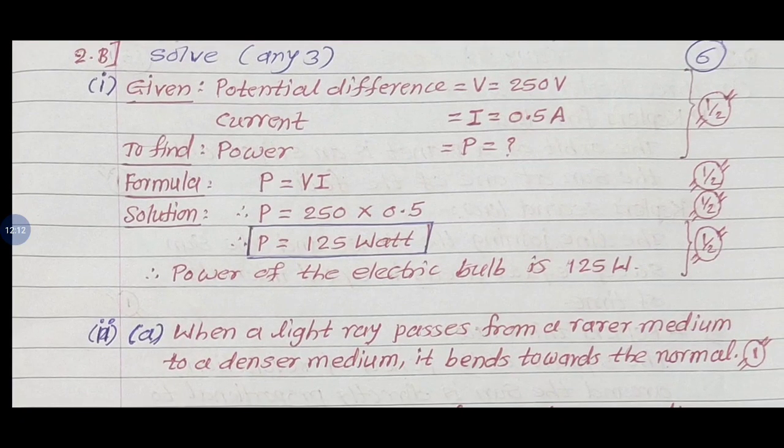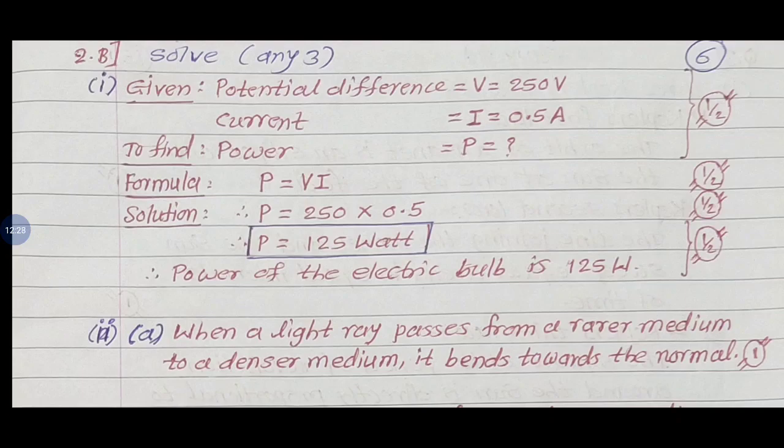So P is equal to 125 watt, because watt is the SI unit of power. And at the last, those students who are clever, write the final answer in proper words. Power of the electric bulb is 125 watt.